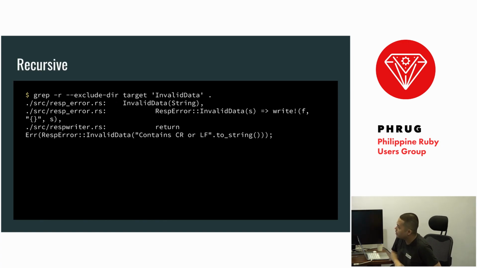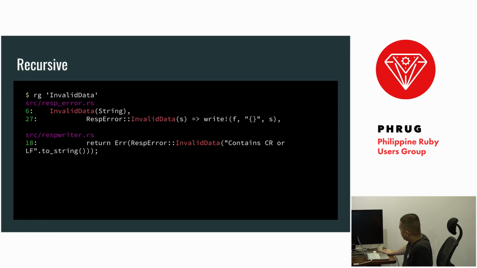For recursive search in grep, you pass -r, and in this particular use case, we're trying to exclude the target directory, which has files that we don't want to look into, because maybe there is a lot of build output there. So we pass --exclude-dir target, and then the string that we're looking for, and at the end there's a dot to indicate that you're searching from the current directory, and that's the output.